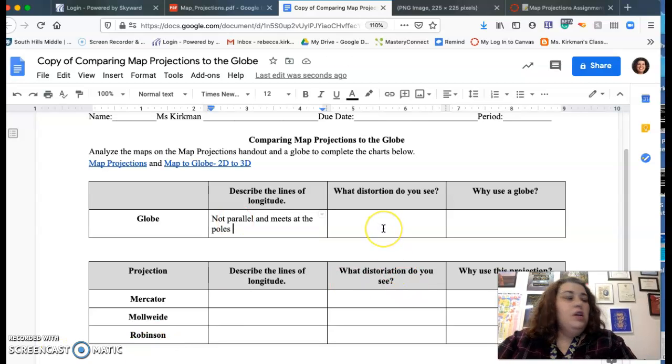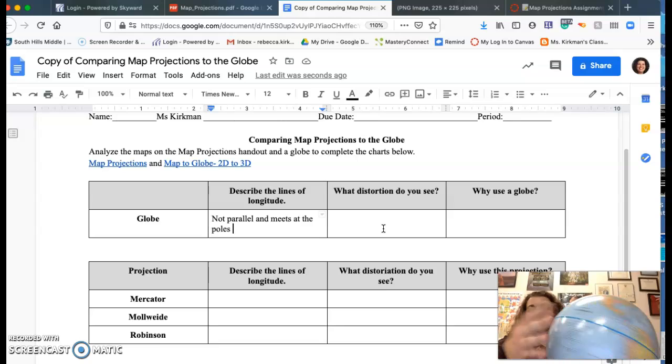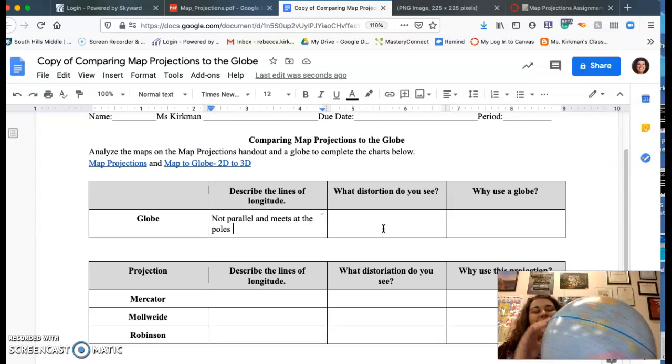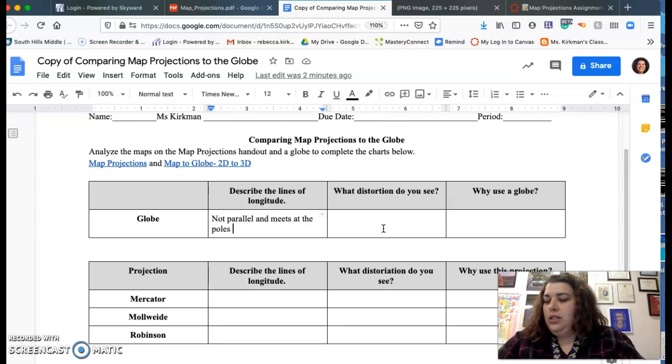What distortion do we see? So looking at this globe, okay, we shouldn't see any distortion. There's not, because the Earth is round. Sorry, flat earthers, the Earth is round. And the globe is round as well. So we're not going to have any distortions. Things are going to be true to size and shape because we're not trying to put it from a round surface onto a flat surface. Okay, so on distortion, we can put size and shape are not distorted.